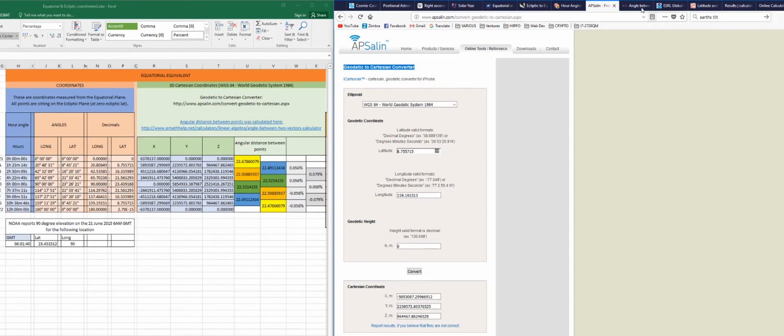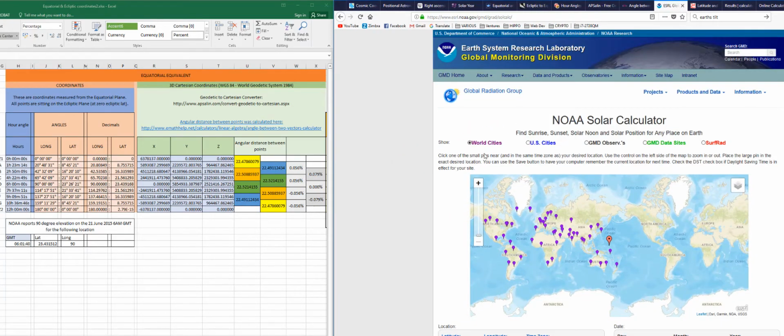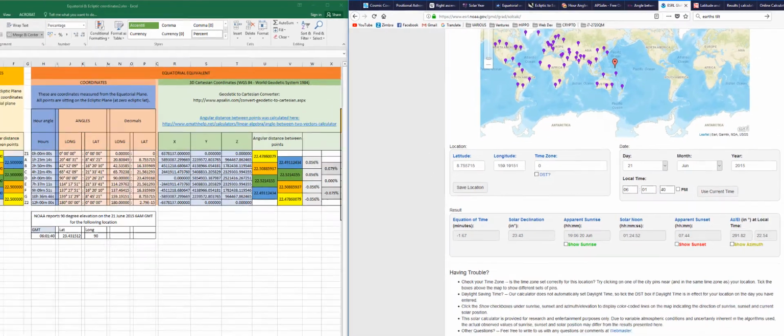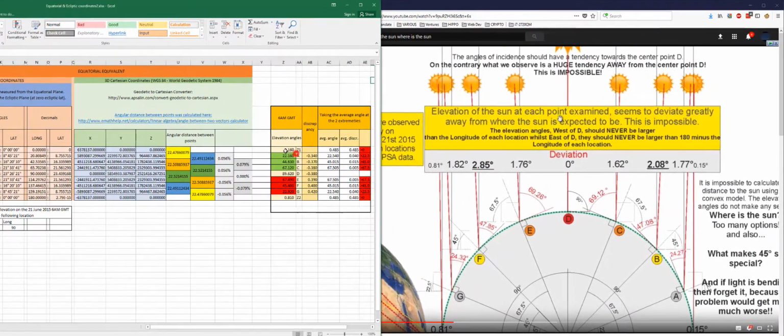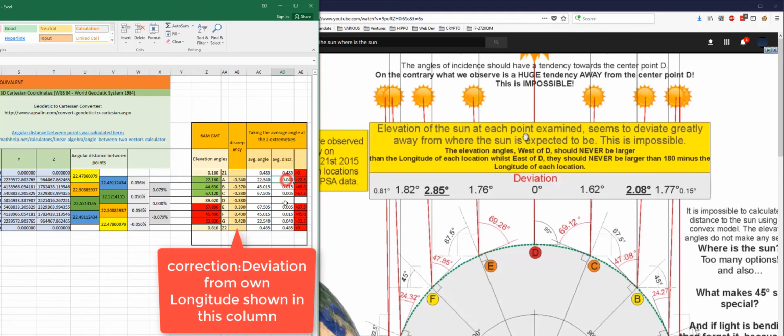Okay, so after I have these angles, then we can go and check them on the NOAA website, on the NOAA Solar Calculator. So what was the outcome? We saw angles west of D were smaller than their longitude: 0, 22.5, 45, and 67.5. They were smaller by this amount, each one.